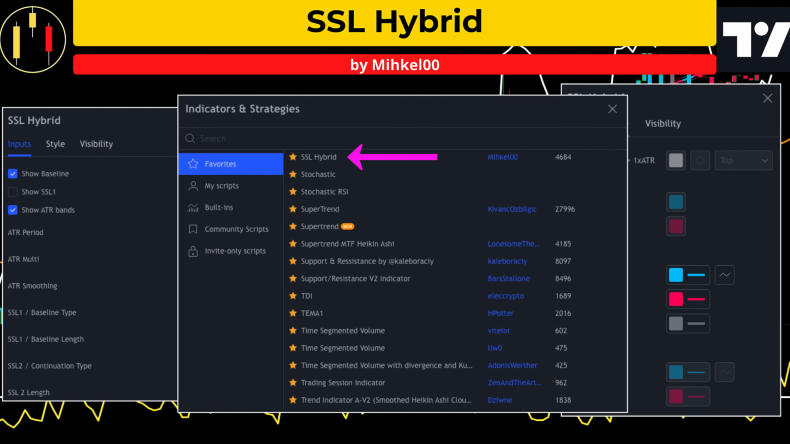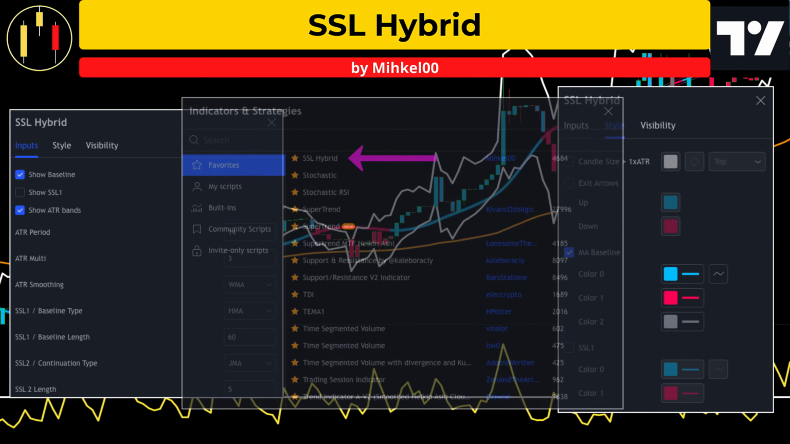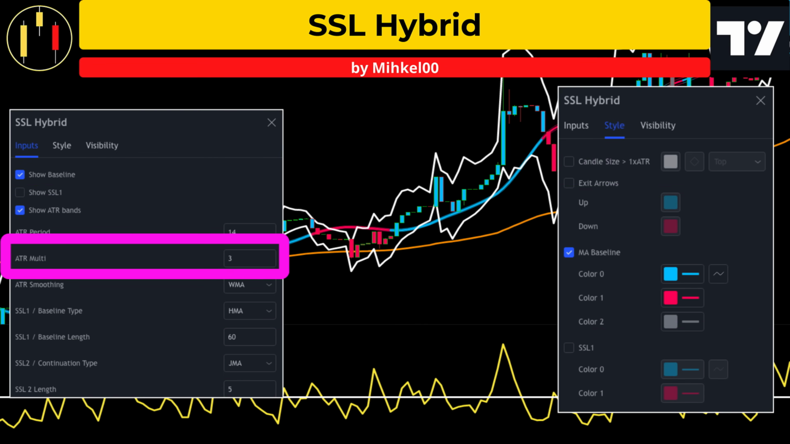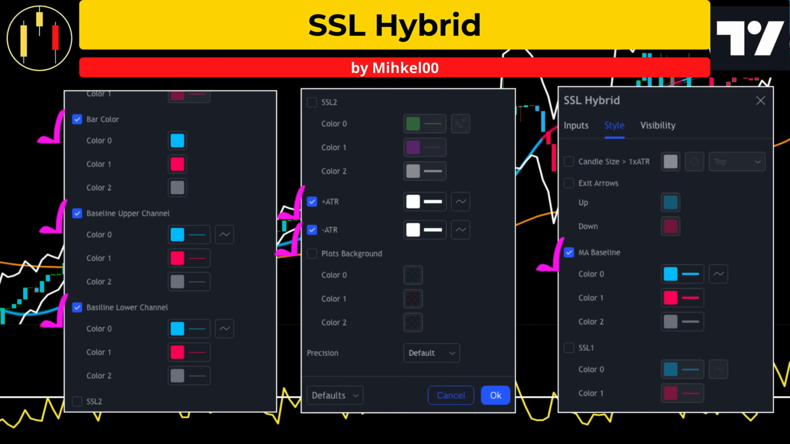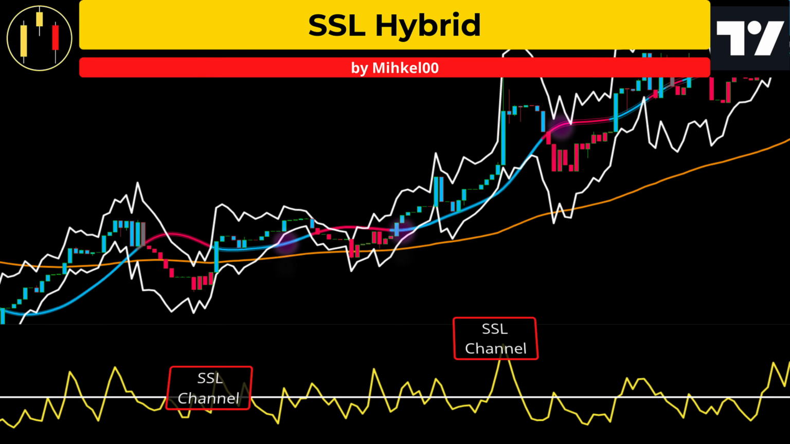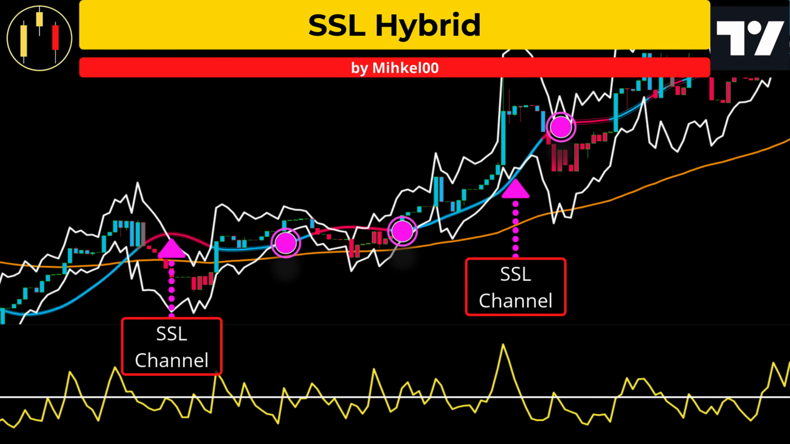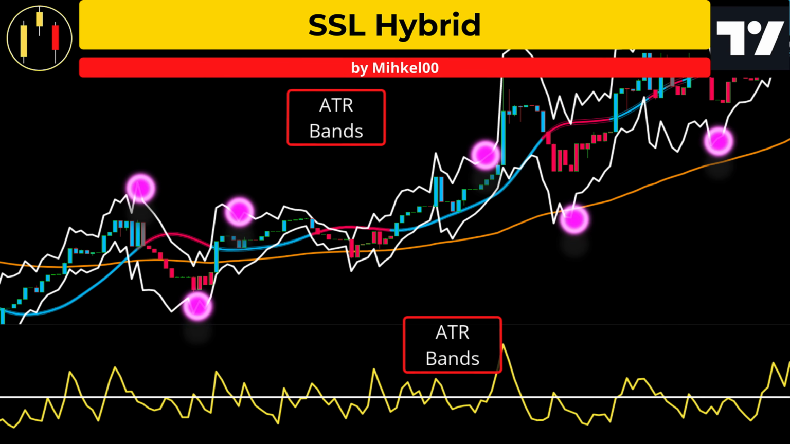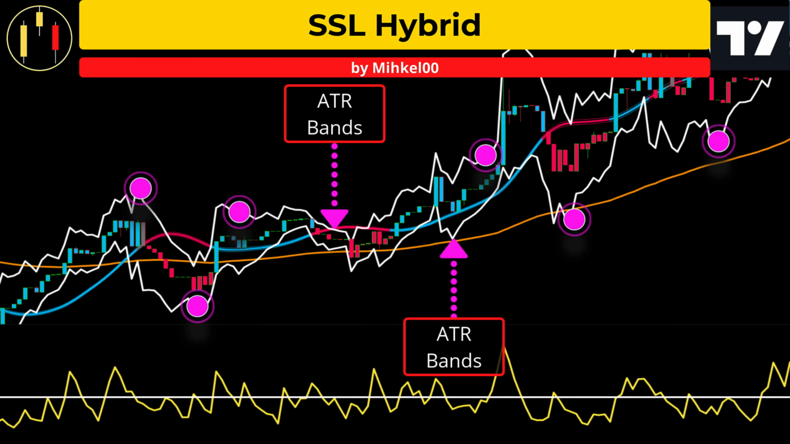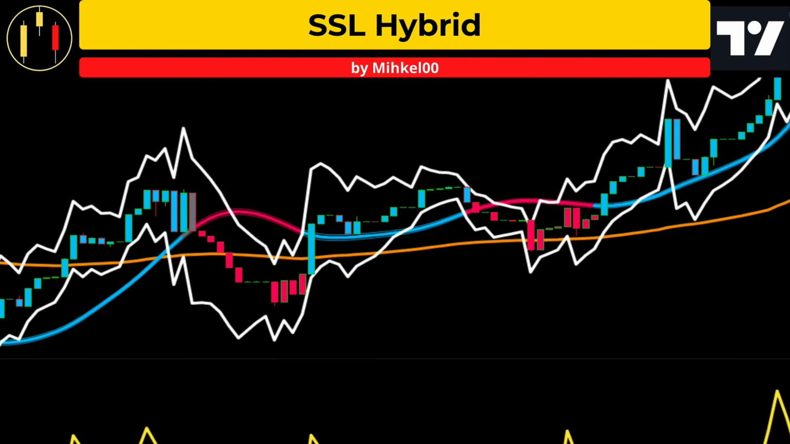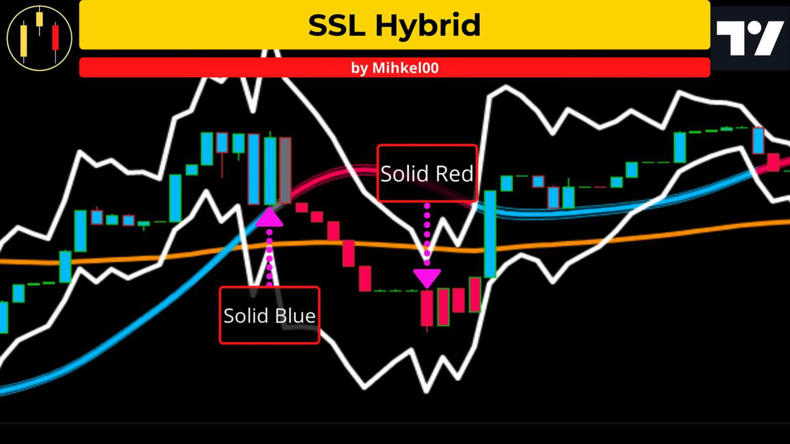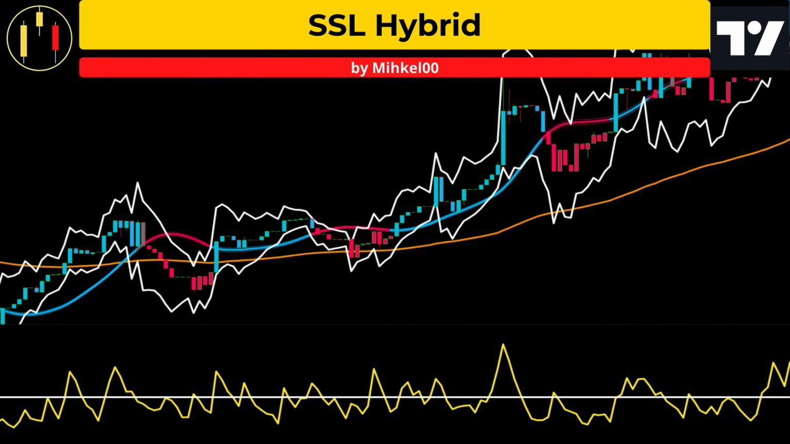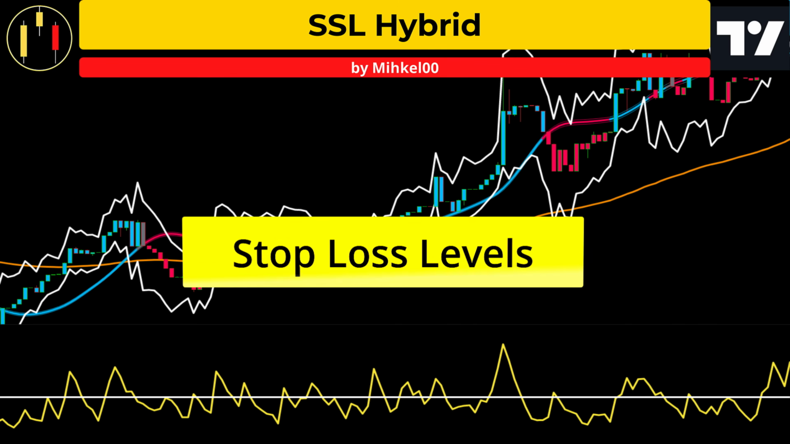The second free TradingView indicator is the popular SSL hybrid. I am going to set the ATR multiplier to 3 and check the boxes to display the MA baseline, bar color, upper and lower channels, along with both ATR levels. As configured, the SSL hybrid displays 3 features. First, the hybrid channel itself, expressed as alternating blue and red lines through the price. Second, the ATR bands that are generally displayed above and below price. And finally, we will be identifying solid blue and red bars, which are bullish and bearish respectively. The SSL hybrid will provide our entry triggers and stop loss levels.